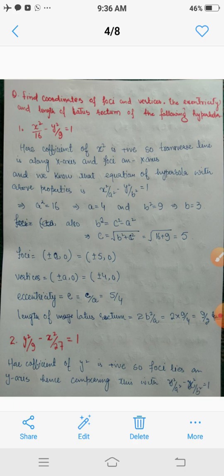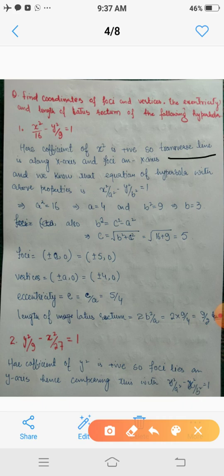Now the first question is: find the coordinates of foci, vertices, eccentricity and the length of latus rectum of the hyperbola. The first one is x square upon 16 minus y square upon 9 equals 1. Here the coefficient of x square is positive. This means that the transverse axis lies along the x-axis, or simply the foci lie on the x-axis. So we know that the equation of a hyperbola with these properties is x square upon a square minus y square upon b square equals 1.